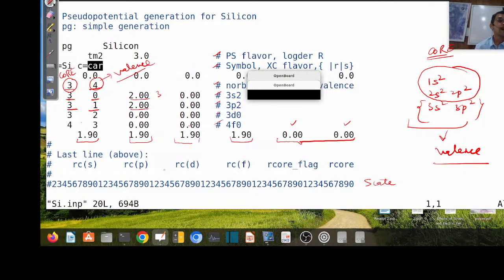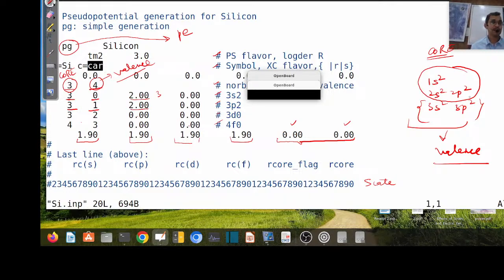Another very important thing you have to keep in mind is that it was written PG. When you write PG here, it will simply generate a pseudopotential. But if in place of PG you write PE, that means you are generating a pseudopotential with core correction. That's the meaning of it.